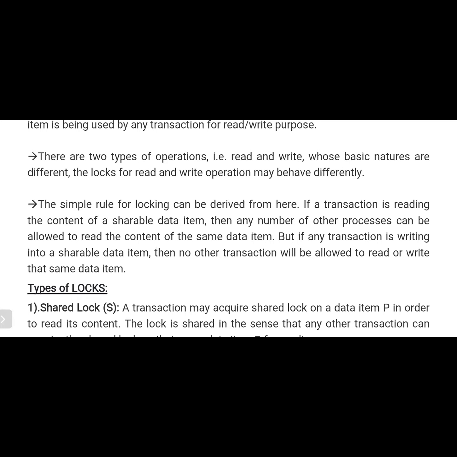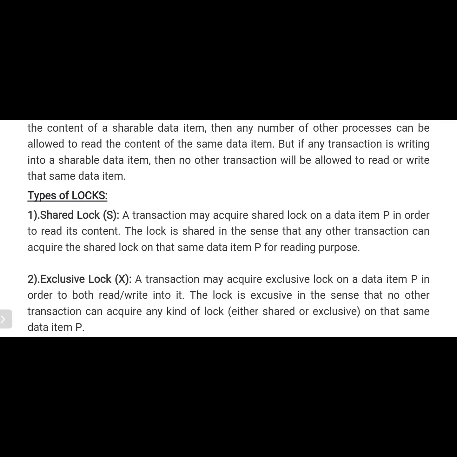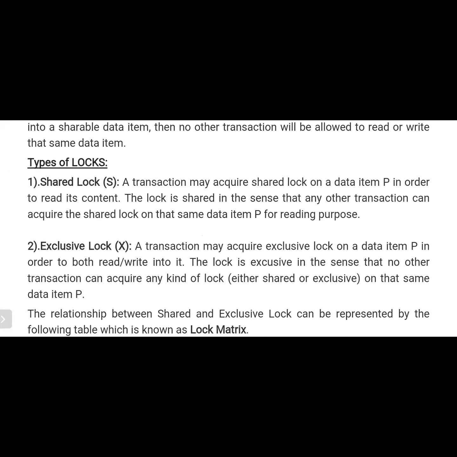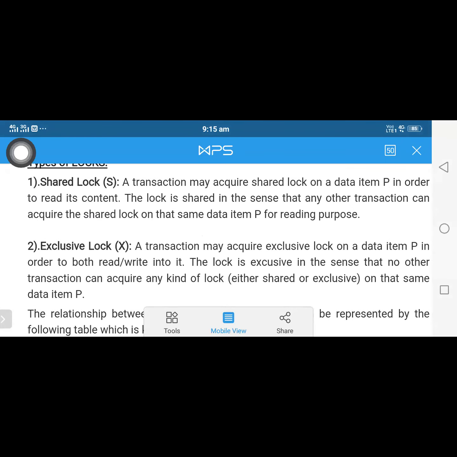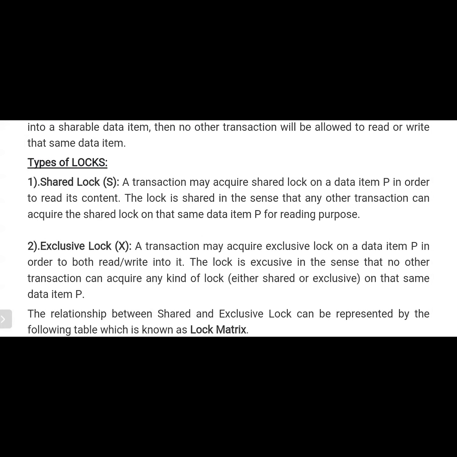But if any one of the transactions wants to perform the write operation, then the remaining transactions will wait until the completion of that particular write operation on the data item A. That purpose is fulfilled by issuing locks. Here we consider two types of locks: the shared lock and the exclusive lock.